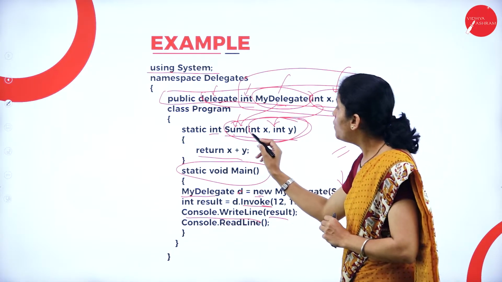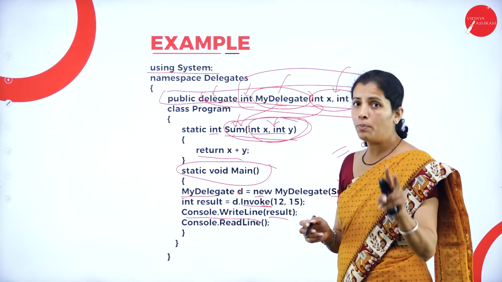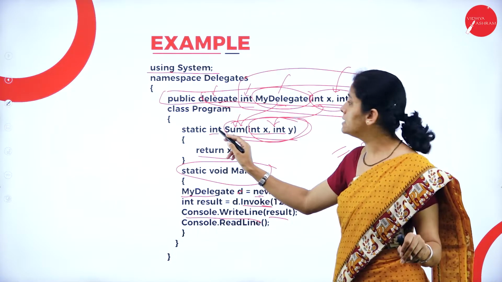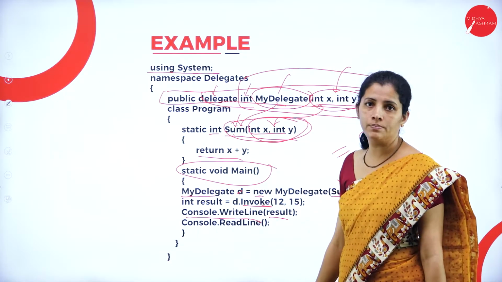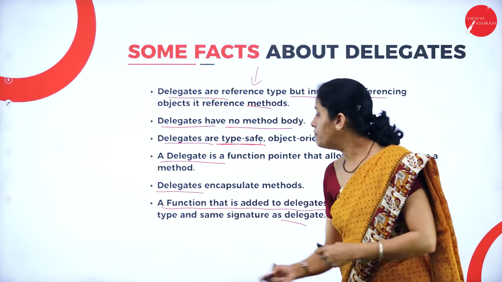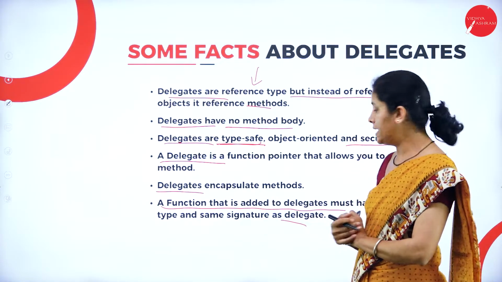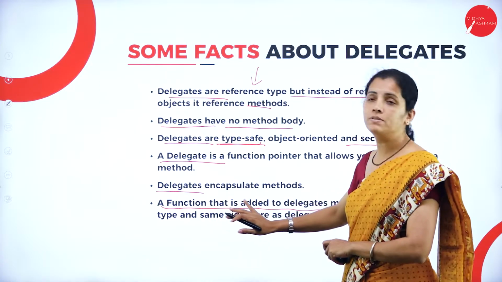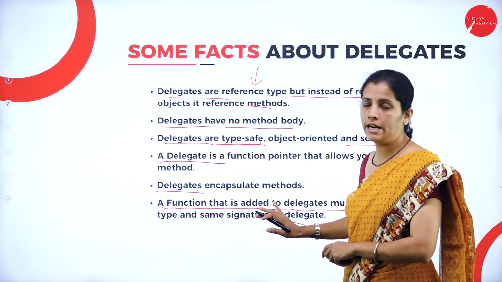So what is the parameter? I have two parameters. Here also I have two parameters. And what is the return type? It is integer. So a function that is added to a delegate must have the same return type and the same signature as the delegate.